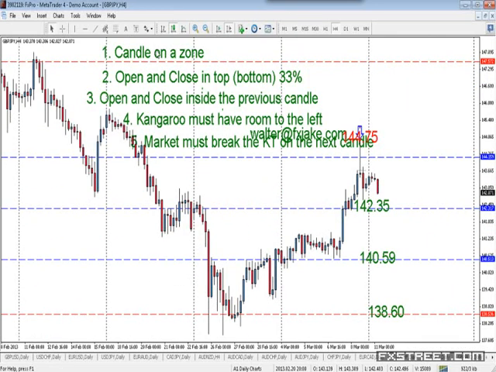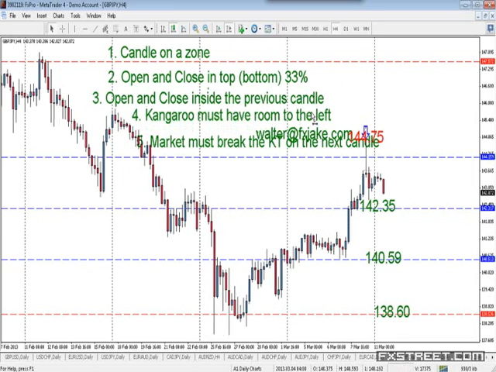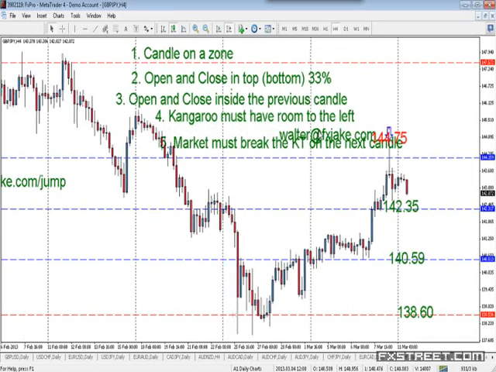So that's the basic idea here, that we see a candle on a zone. We see the open and the close in the top or bottom third. The open and the close are inside the previous candle. The kangaroo has a lot of room to the left, and the market breaks the kangaroo tail on the next candle. Or for the aggressive trader, we use that leg entry where we're looking for a retrace of about the same as the previous candle. That's basically what we're looking for.